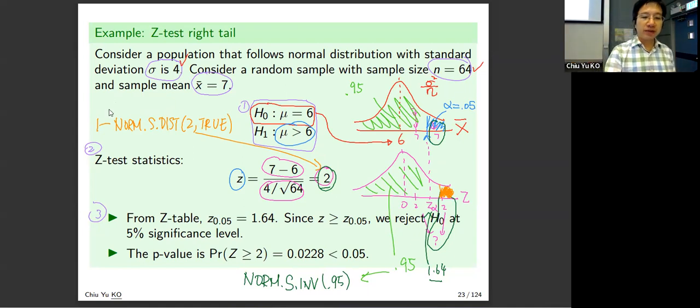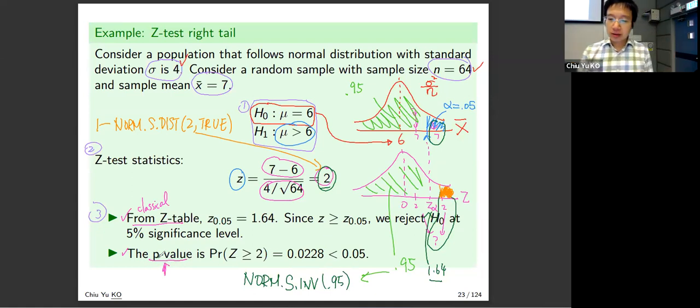So the question you ask me: why I teach you two different ways to do the same thing? The first one is called the critical value method. Look at the critical value. It's a classical way to do things, from before machines were so convenient. And with a computer, the p-value way is easier, and that's why there are two ways.